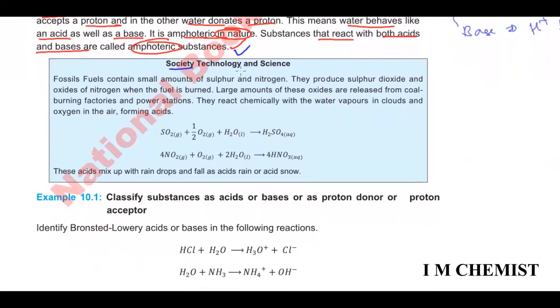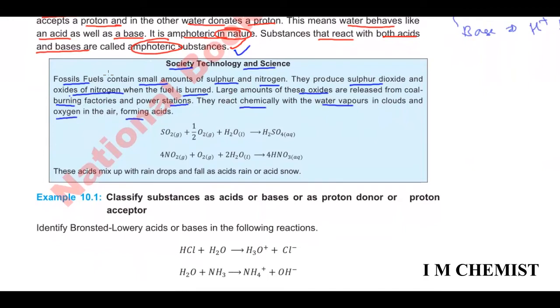Then we have society, technology, and science. Fossil fuels contain a small amount of sulfur and nitrogen. They produce sulfur dioxide and oxides of nitrogen when the fuel is burned. Large amounts of these oxides are released from coal burning factories and power stations. They react chemically with water vapors in clouds and oxygen in air, forming acids.